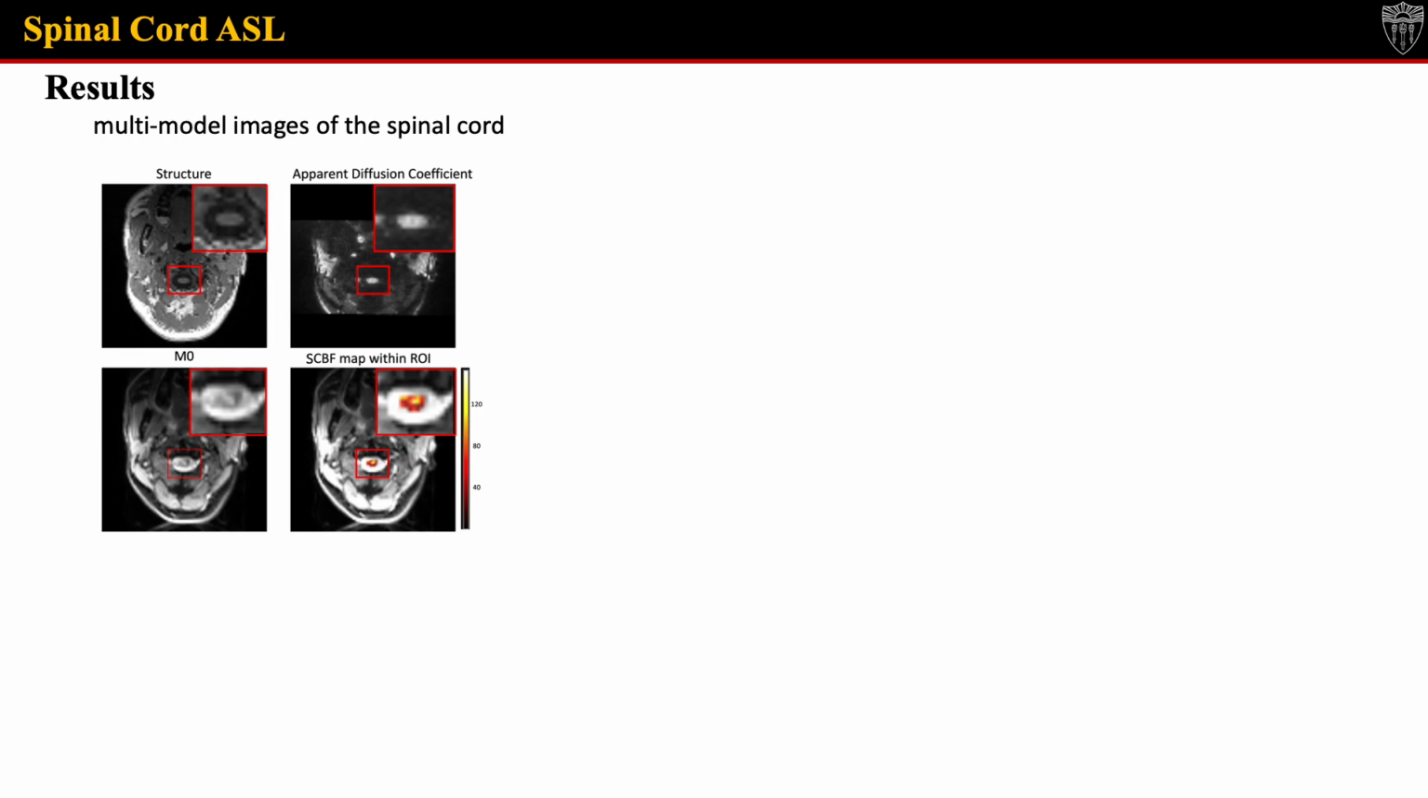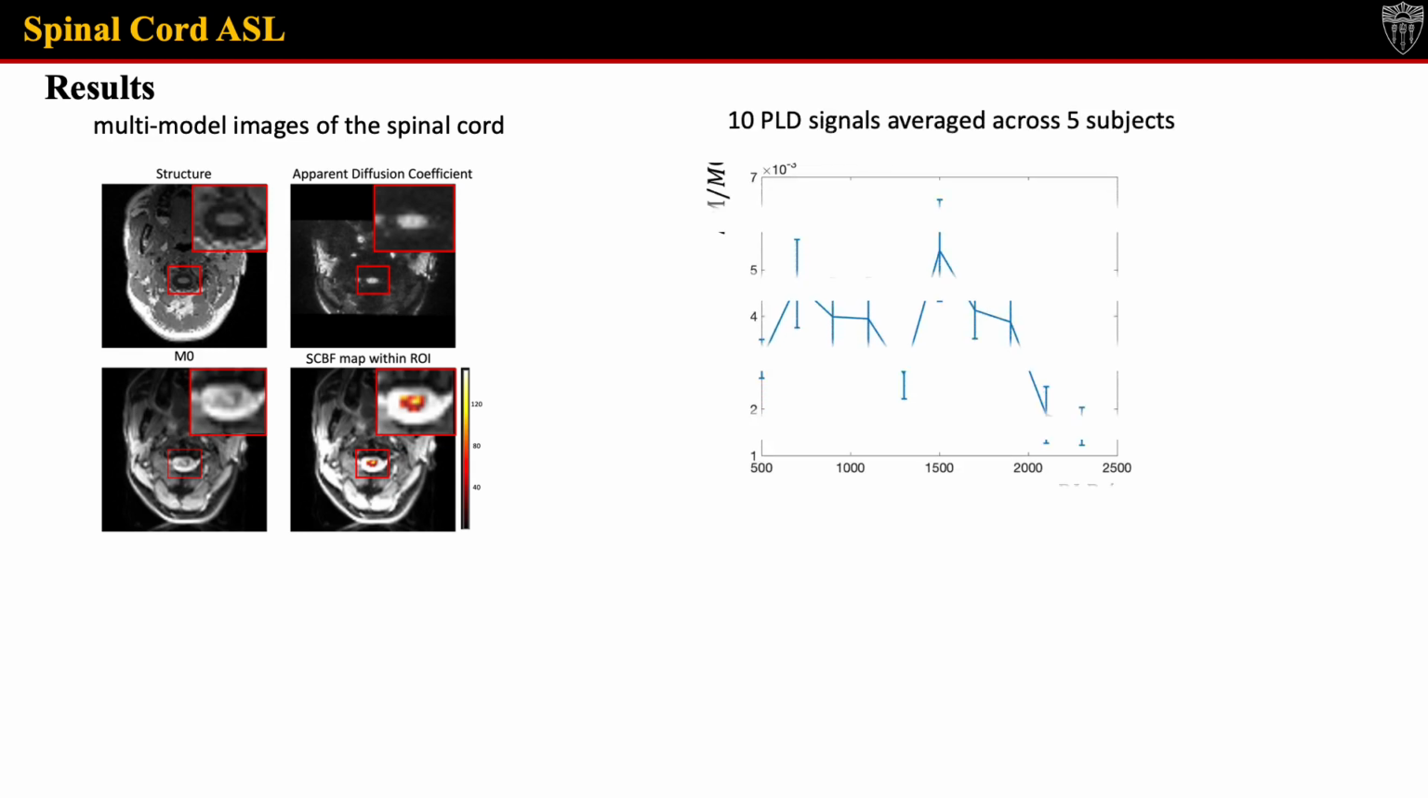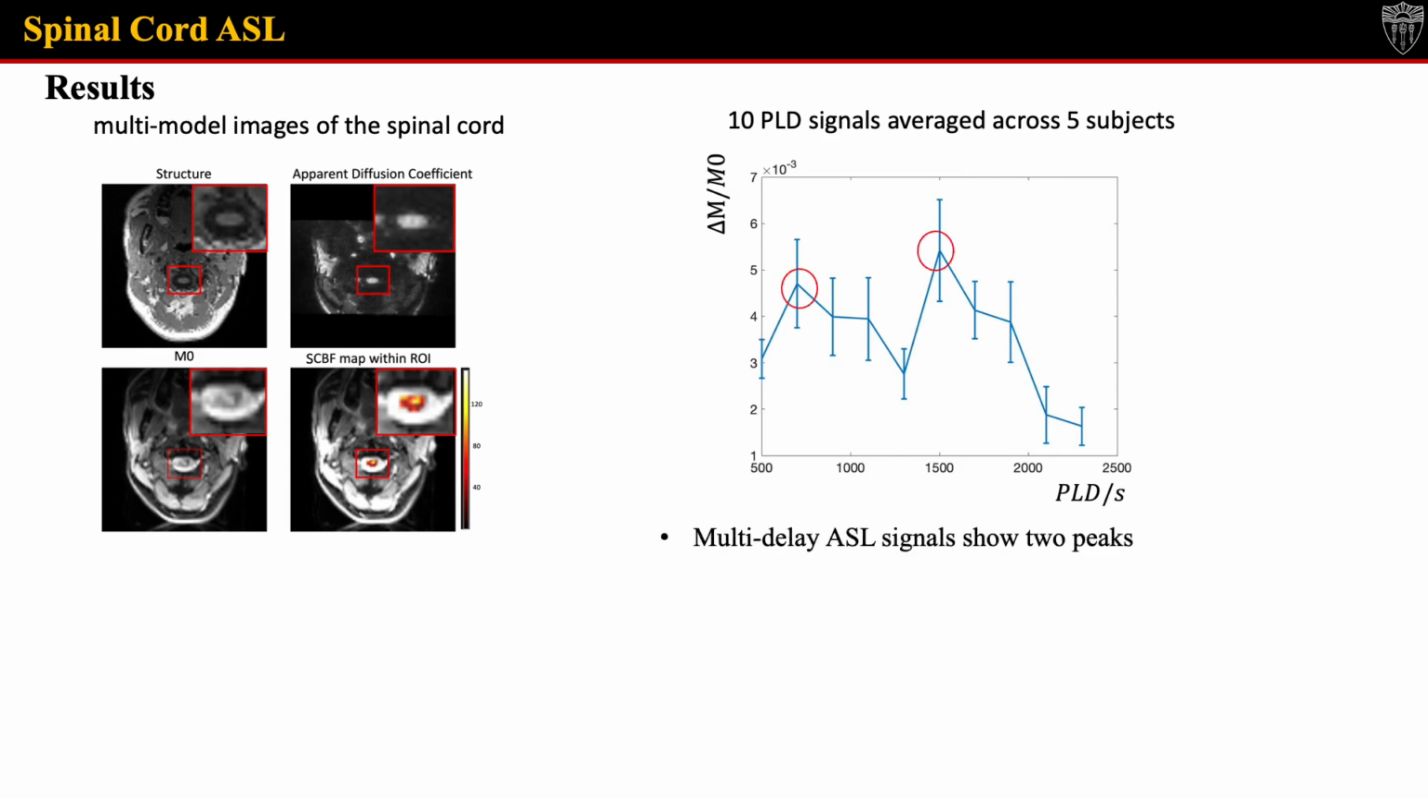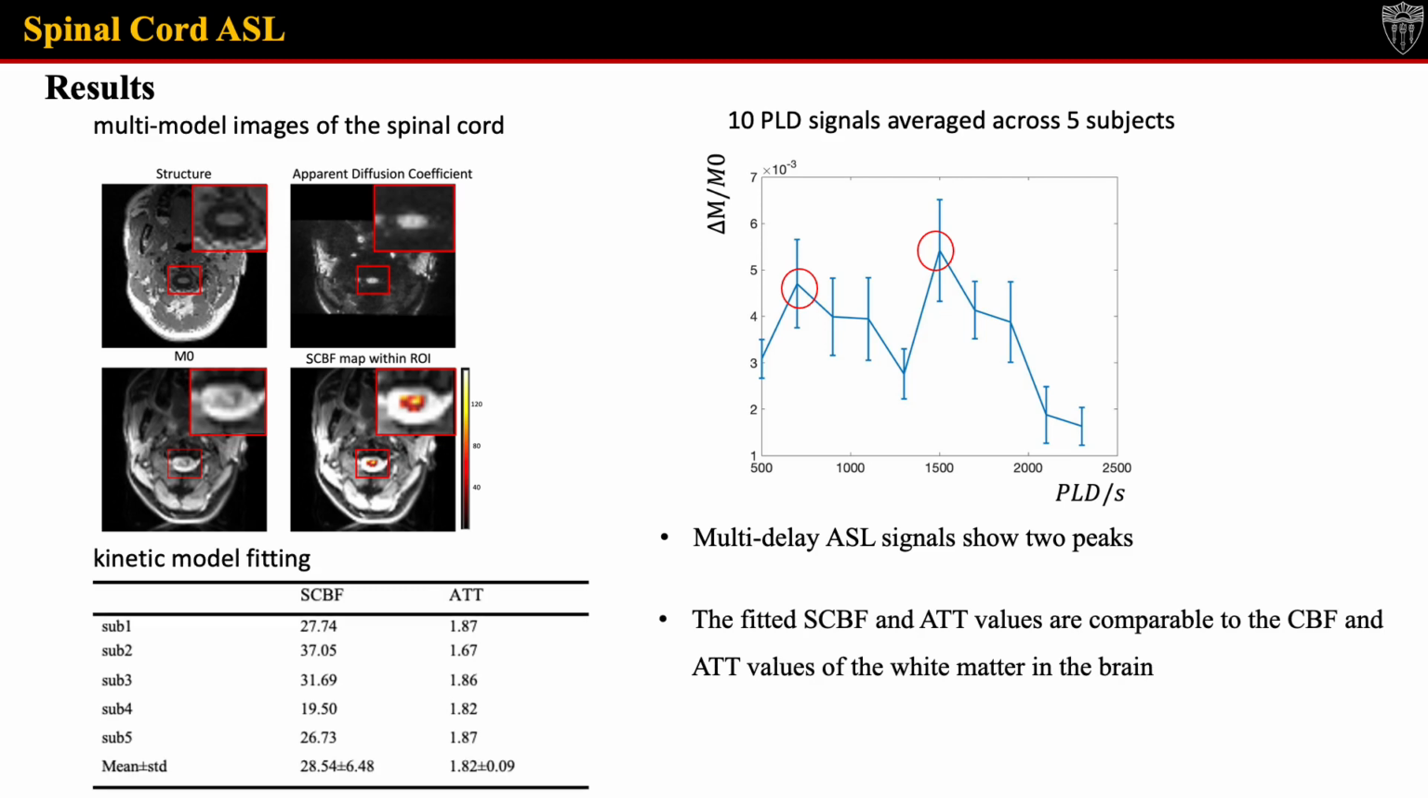Here are the results. This figure shows the images of the spinal cord from different protocols. We can see that the T1 structural image can get a clear contour, the diffusion-weighted image can show better gray and white matter contrast, and the fitted spinal cord blood flow map showed higher signal in the middle of the spinal cord, which is likely to be the gray matter. And here is the multi-delay perfusion signal curve of the 10 PLDs averaged across 5 subjects. This curve showed a 2-peak pattern, which may be related to the 2 sources of blood supply. And this is the fitted spinal cord blood flow and ATT values of the 5 subjects. The values are comparable to the white matter in the brain.